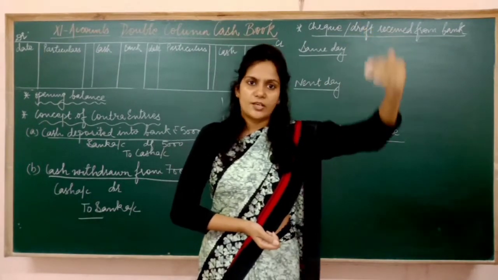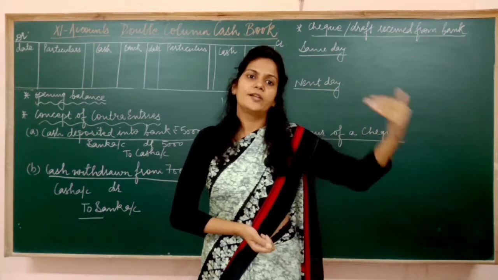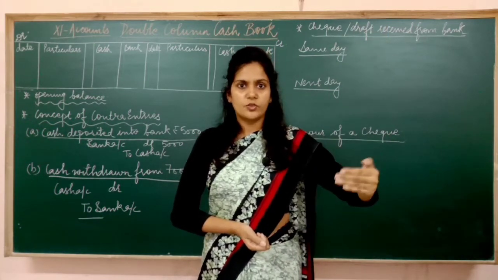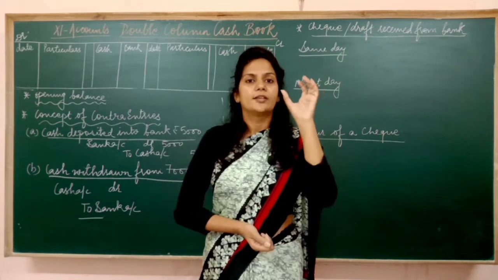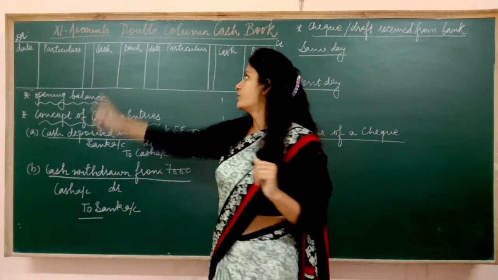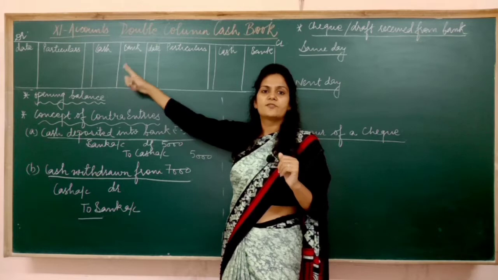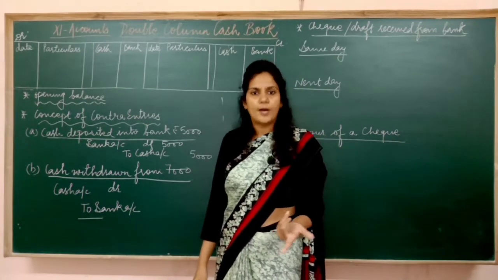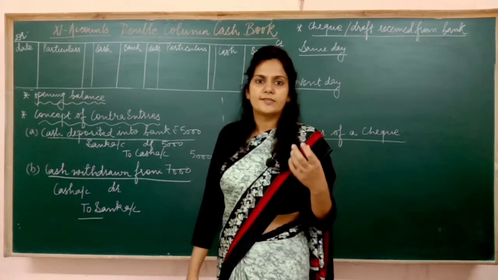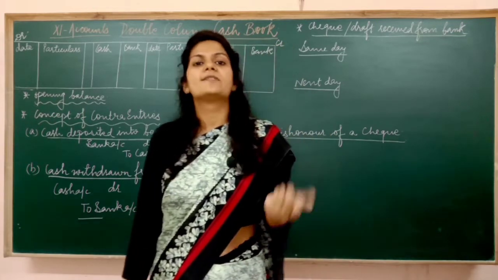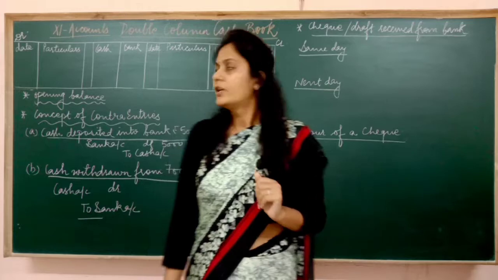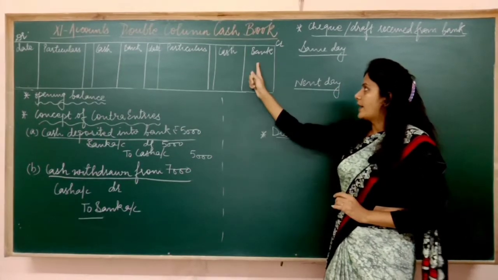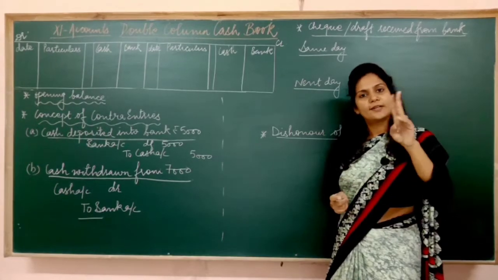Now how questions will come to you. One month's transactions will be given to you, just like we did in the previous video. Out of those transactions, the transactions which are related to cash will be in the cash column, and transactions which are related to bank will be in the bank column. That way you have to pass it. But some important, or you may say different, transactions I'm going to discuss with you. First is opening balance. Now see, bank and cash both have a debit balance.